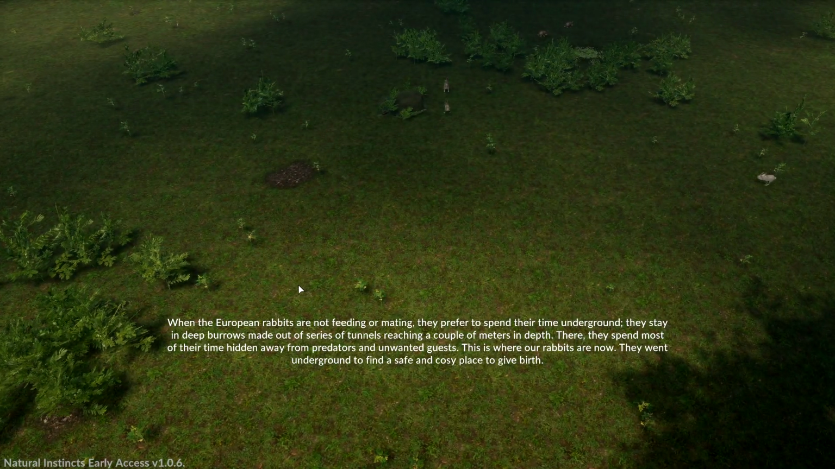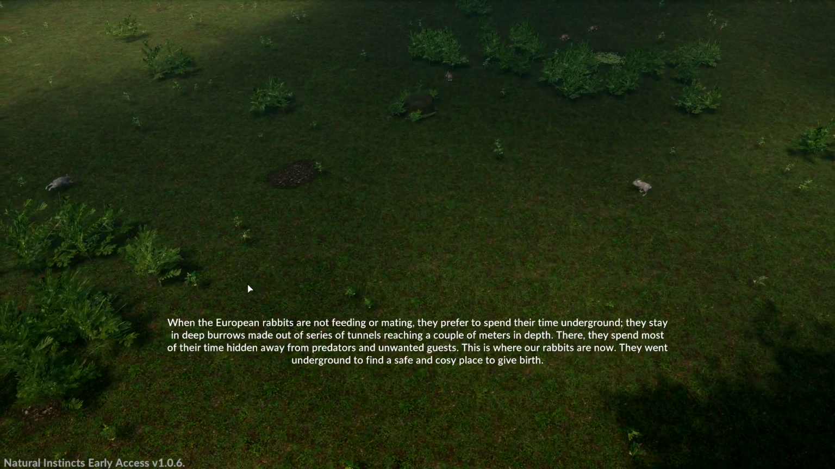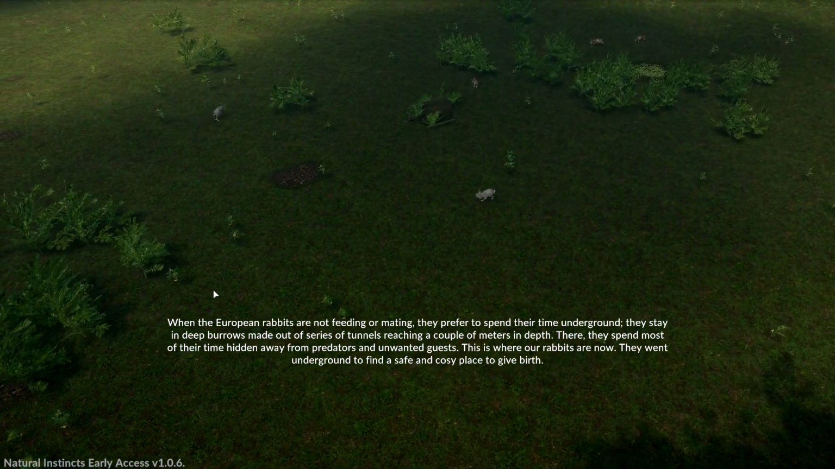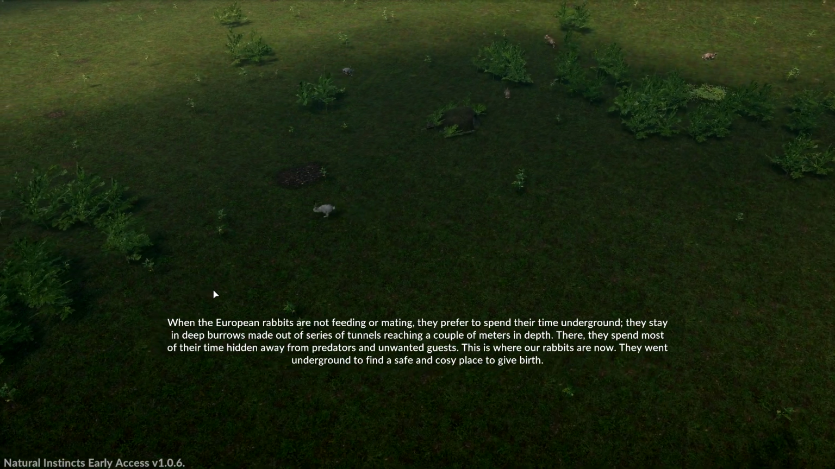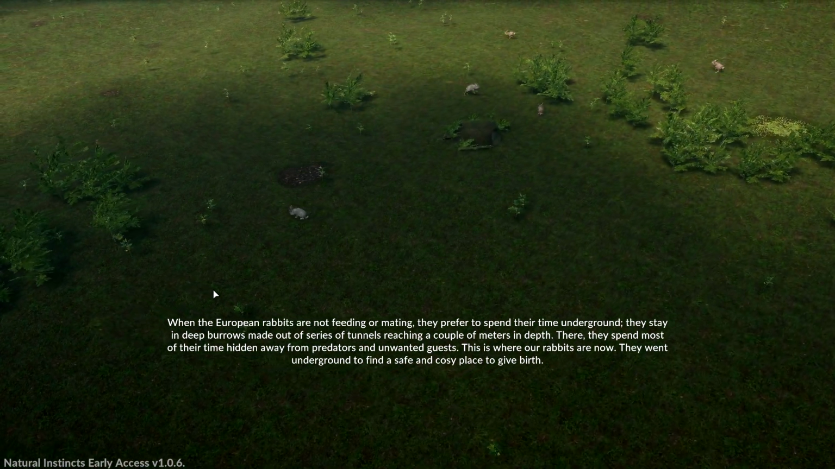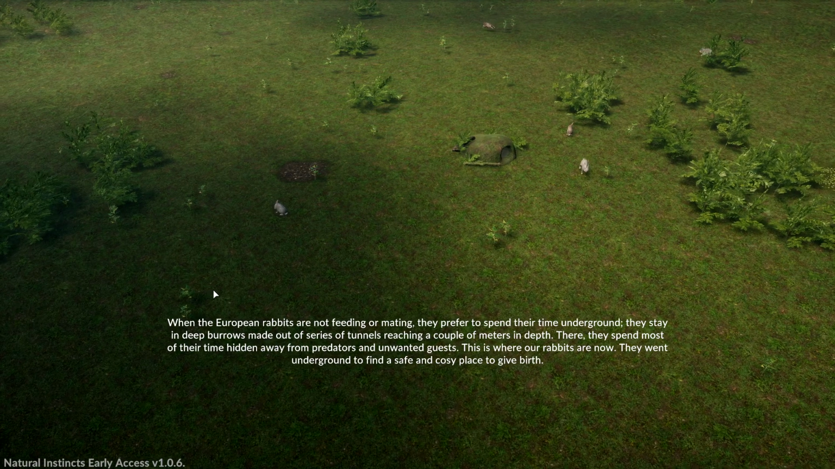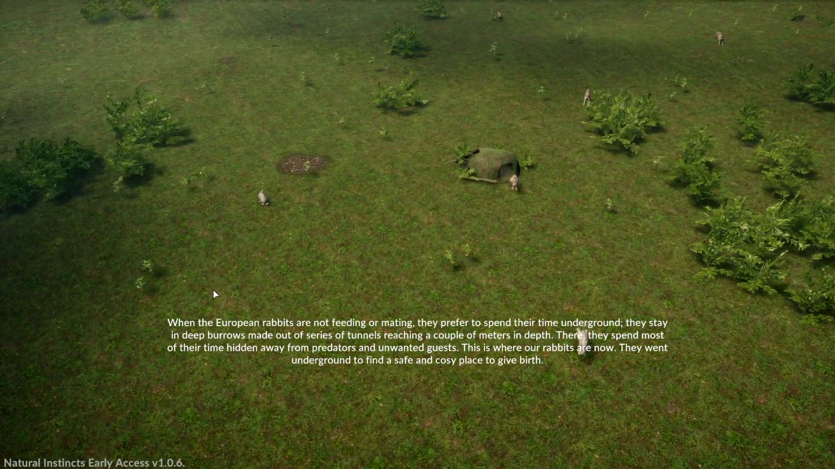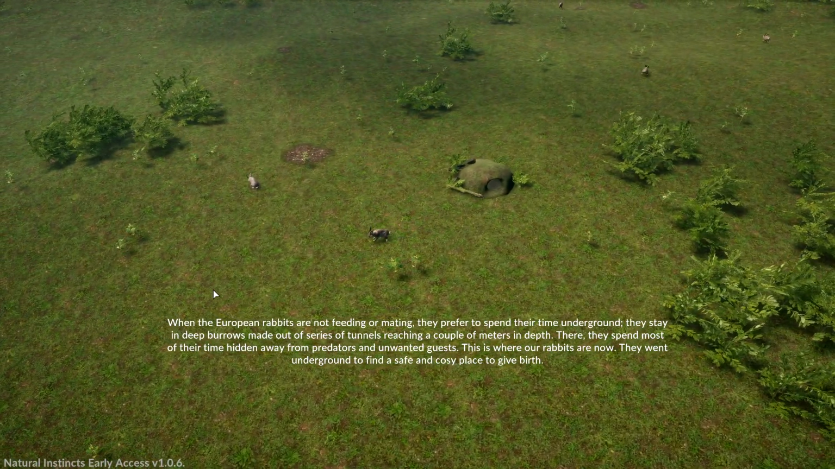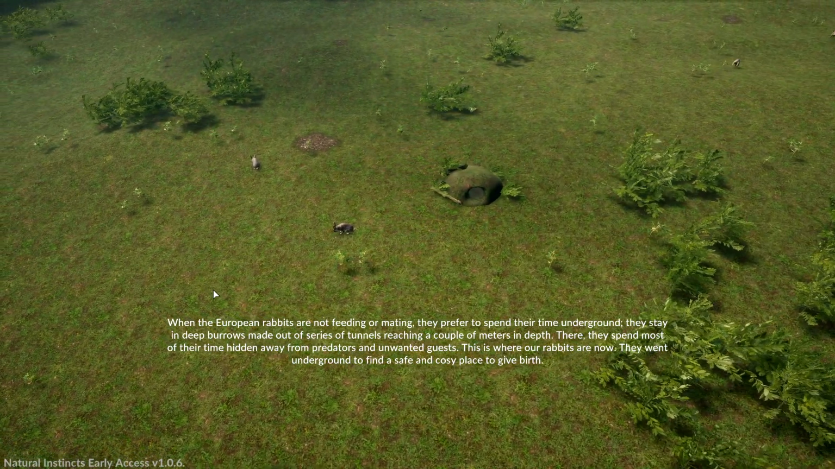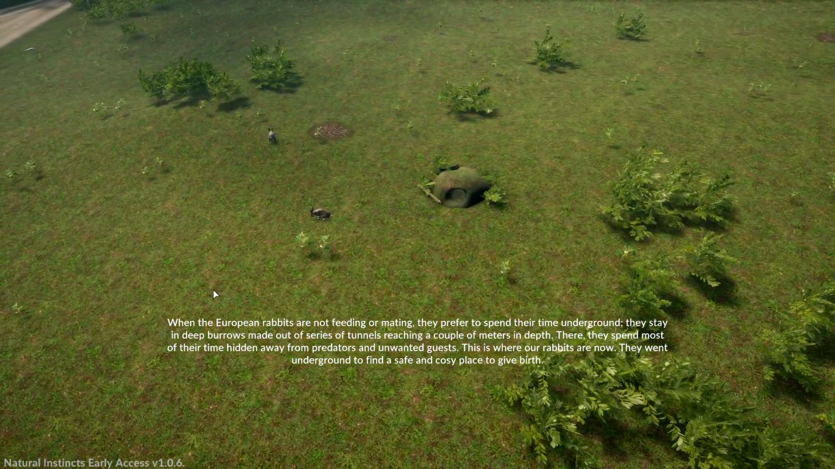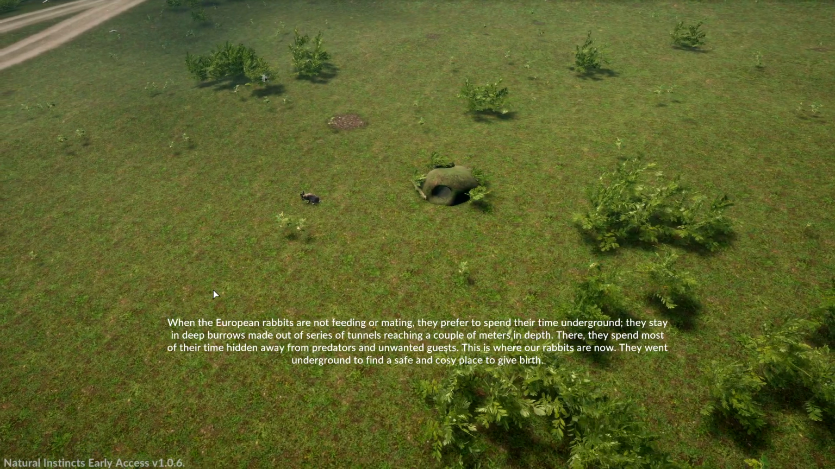When the European rabbit is not feeding or mating, they prefer to spend their time underground. They stay in deep burrows made out of a series of tunnels reaching a couple of meters in depth. There, they spend most of their time hidden away from predators and unwanted guests. This is where our rabbits are now. They went underground to find a safe and cozy place to give birth.